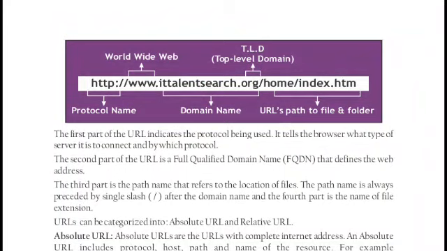The first part indicates the protocol being used. The second part is the fully qualified domain name, that is www, that defines web address. The third part is the path.